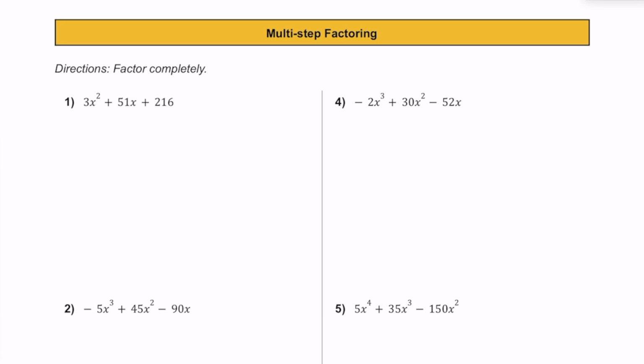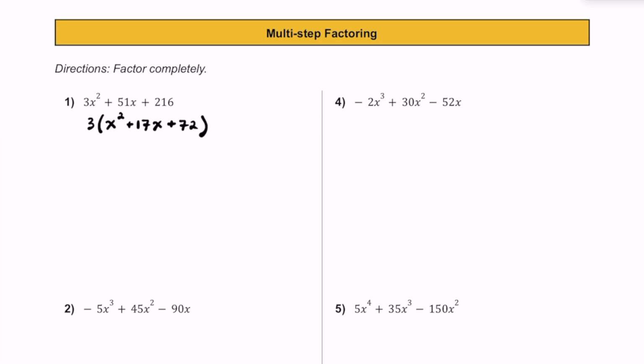The divisibility rule is if you add up all the digits and that sum is divisible by 3, then you can divide that whole number by 3. So 3 times x squared is just 3x squared. 3 times 17 is going to be 51, so it's going to be 17x here. And then let's see, I know 3 times 70 is 210, so I think it's 72 here. So I'm going to go with plus 72.